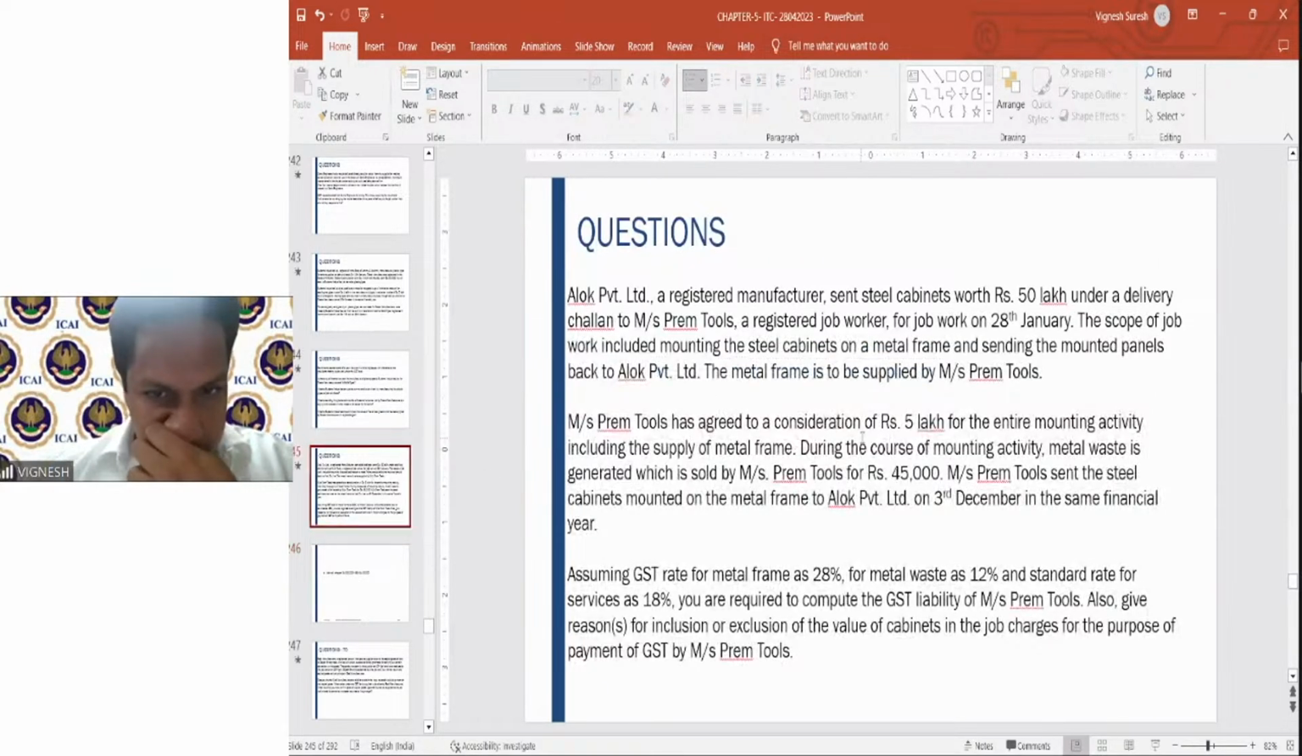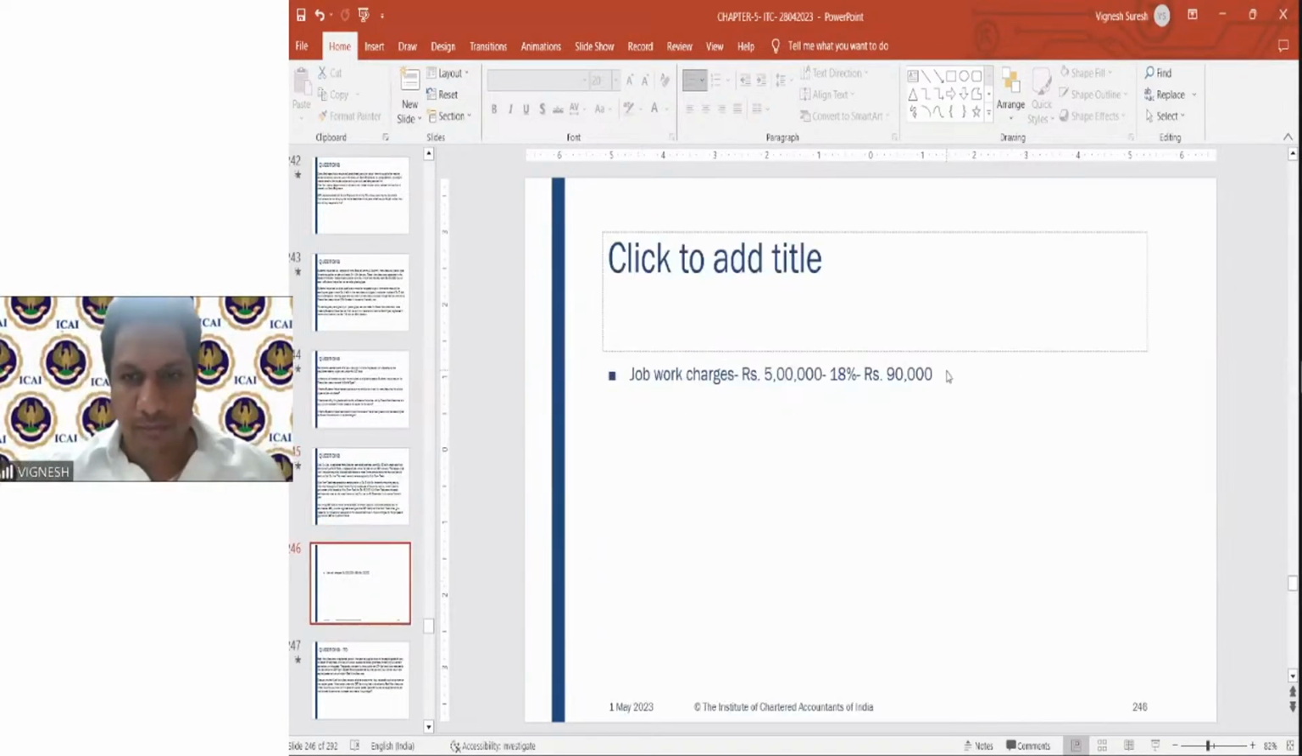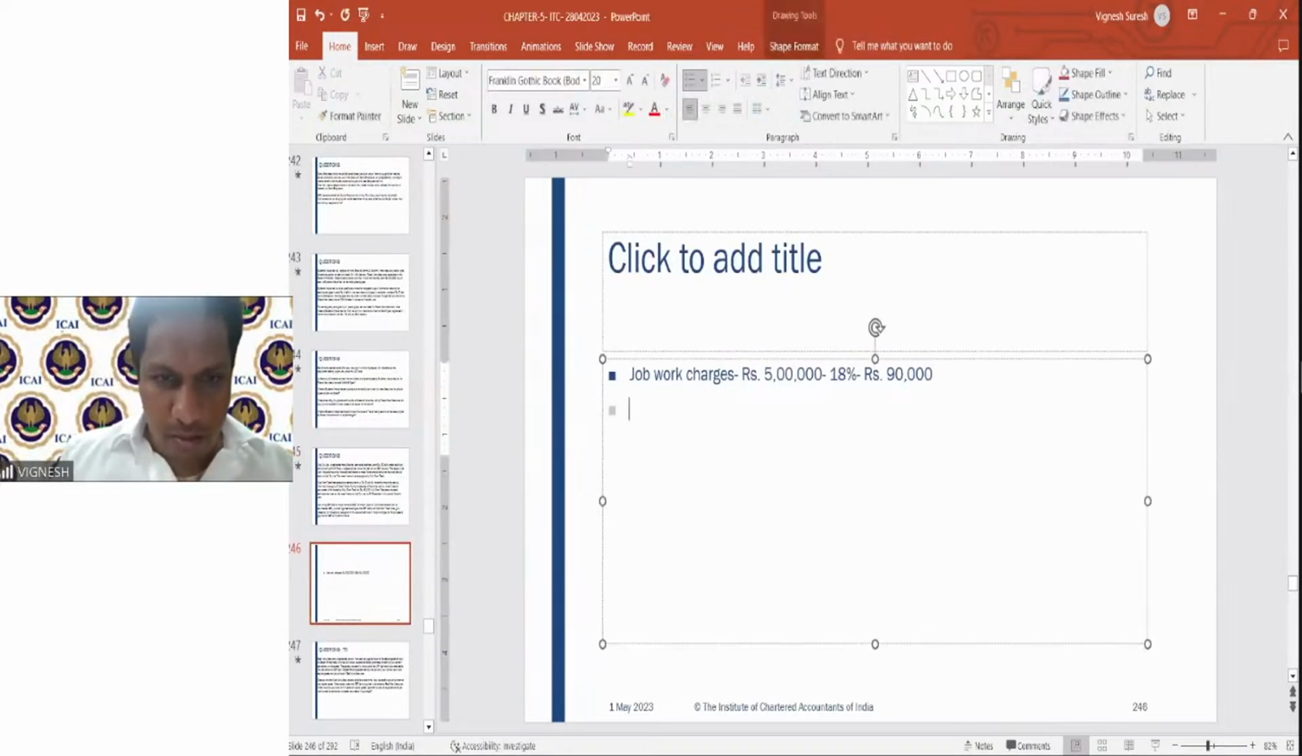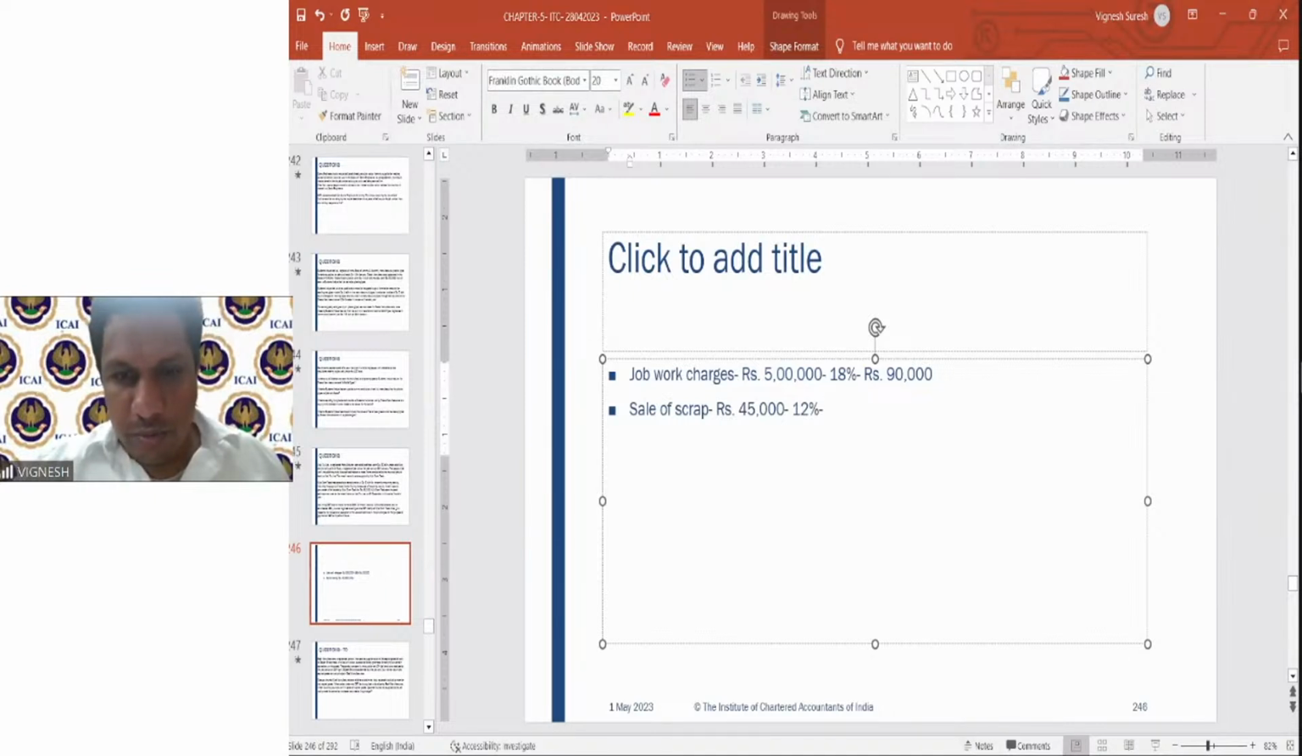And second, what he is doing is selling the scrap for 45,000. What had we discussed for scrap also, section 143. Whatever 45,000 scrap is there, since he is registered, he will raise the invoice, and the rate for scrap is 12%. So in this case, sale of scrap 45,000, 12% GST. How much does it come to? 5,400.